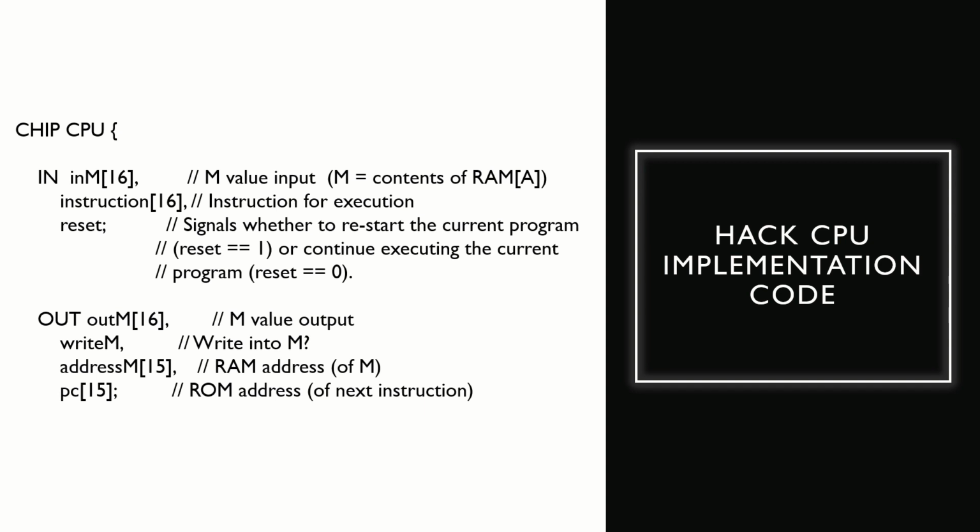Now I'll explain the HDL code of the hack CPU implementation line by line. Looking at the interface, as told earlier, the CPU has 3 inputs and 4 outputs, which are the same as explained previously. A 16-bit inM pin, a 16-bit instruction, a single bit reset pin, which when set to 1 restarts the execution of the program, else if it is set to 0, the current execution proceeds. The outputs are a 16-bit outM, a single bit load named writeM, a 15-bit addressM, and a 15-bit pc output.